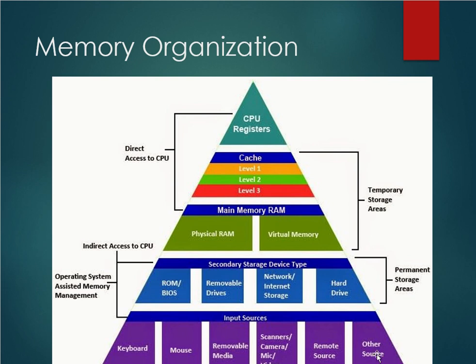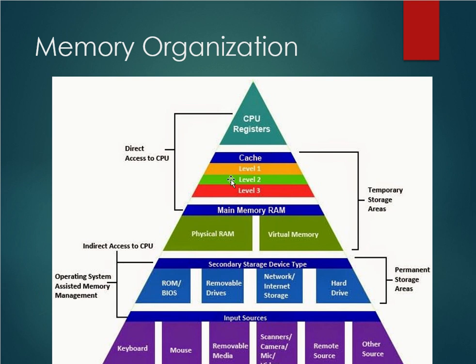And input sources, they also send signals through these memory devices up to the processor. Now in this memory organization, you can see a kind of a pyramid shape. At the top of this pyramid lies the fastest set of memory. Those are the CPU registers.